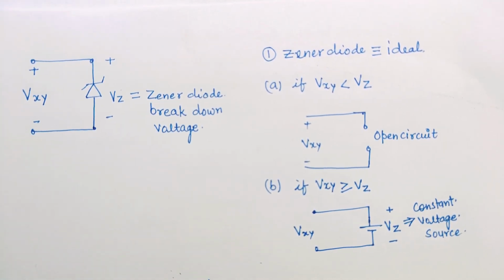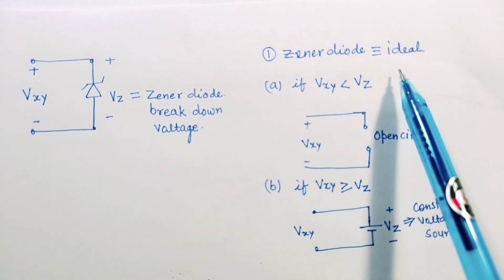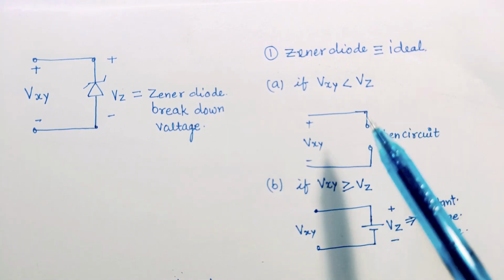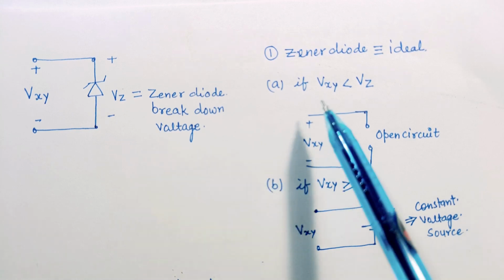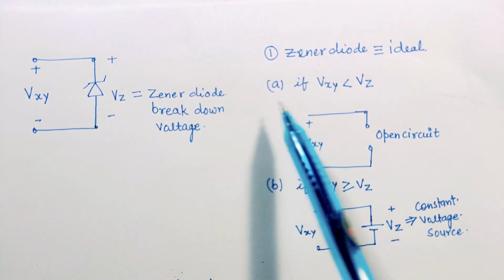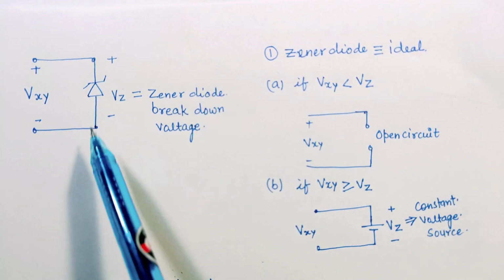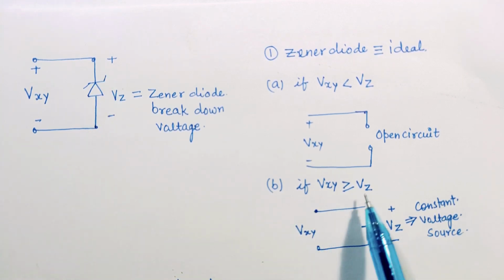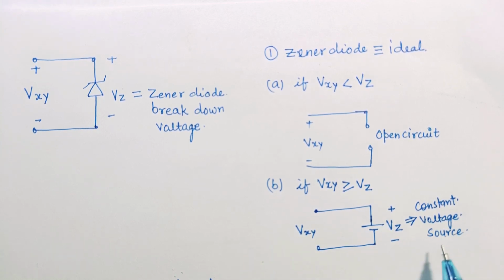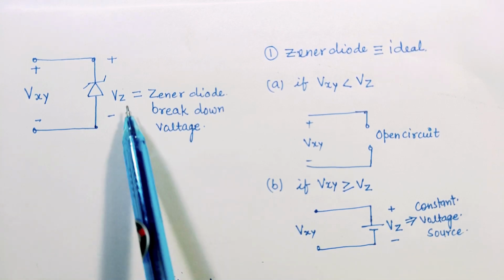So in the first case, it may be that in the question it is said that the zener diode is ideal. If the zener diode is ideal and Vxy, which is the voltage applied across this zener diode, is less than the breakdown voltage Vz, then this zener diode will act as an open circuit. If the voltage applied across the zener diode is greater than or equal to the breakdown voltage, then it will act as a constant voltage source, and the value of the constant voltage source will be equal to Vz, that is, the breakdown voltage of the zener diode.